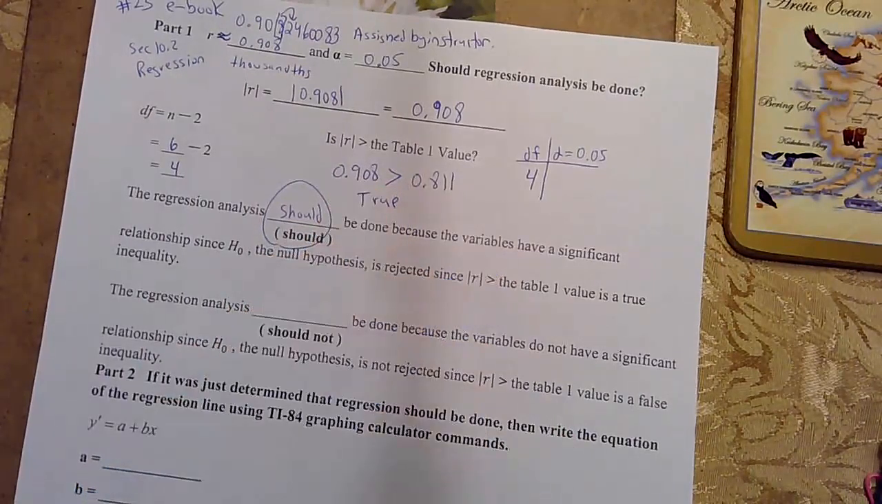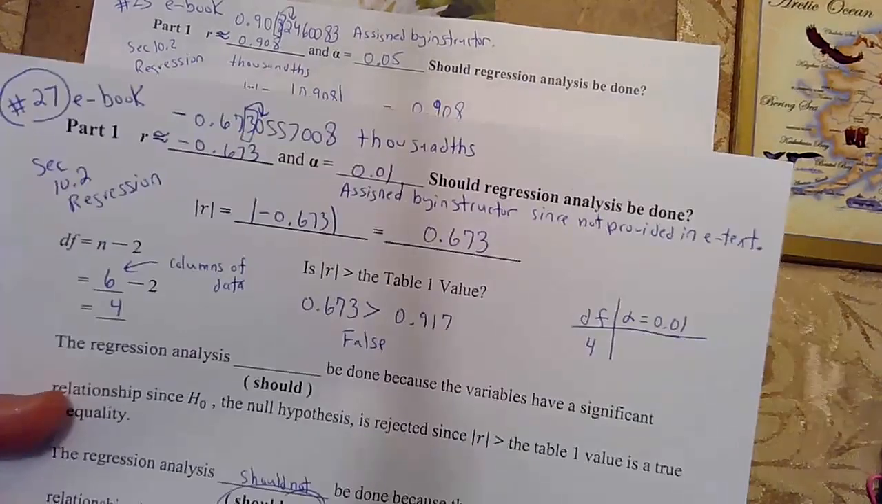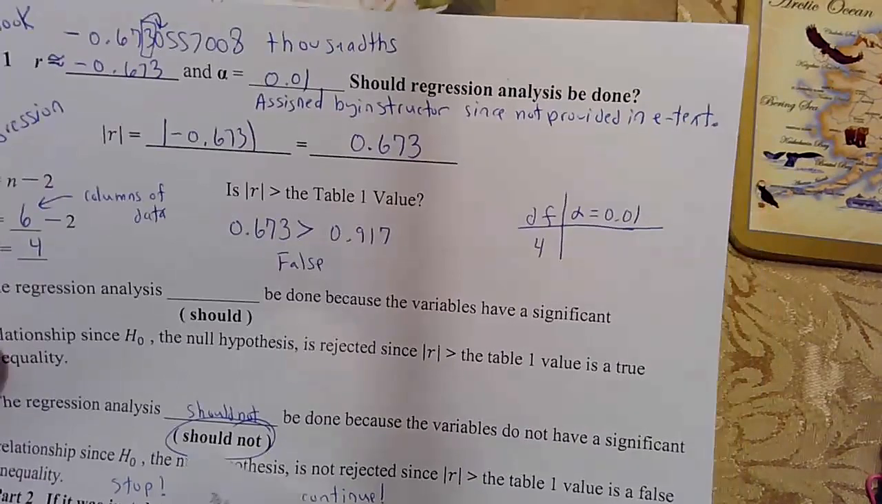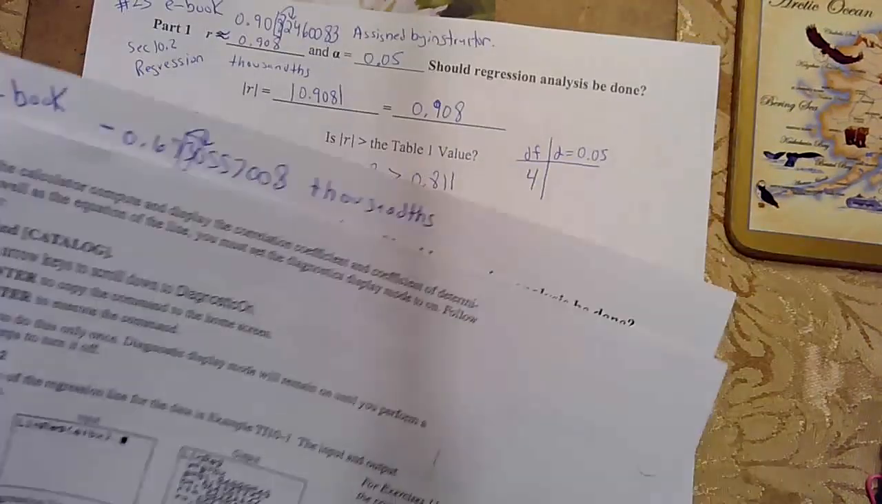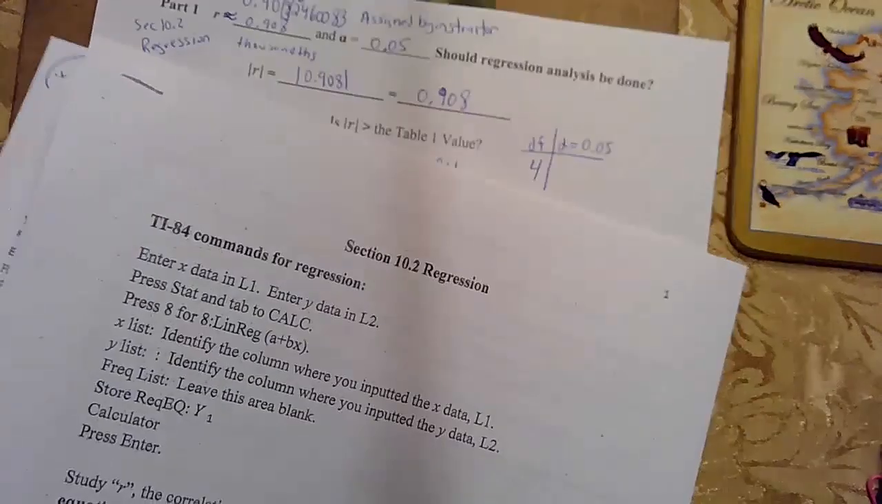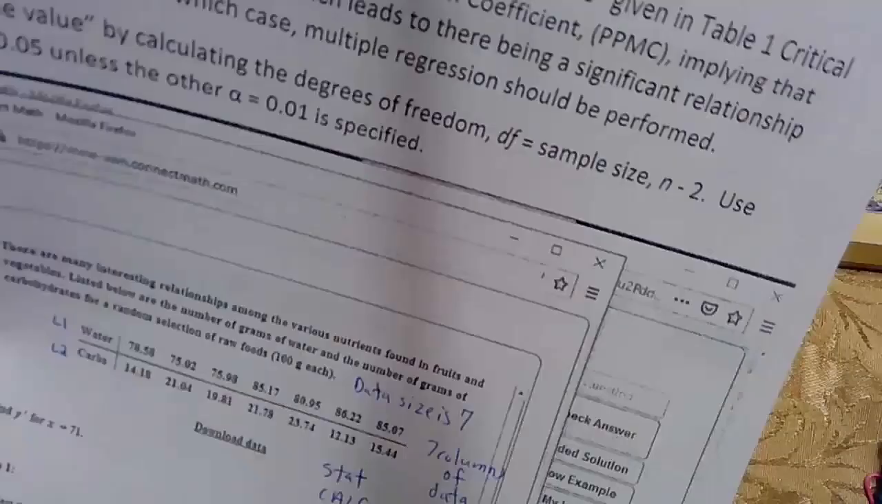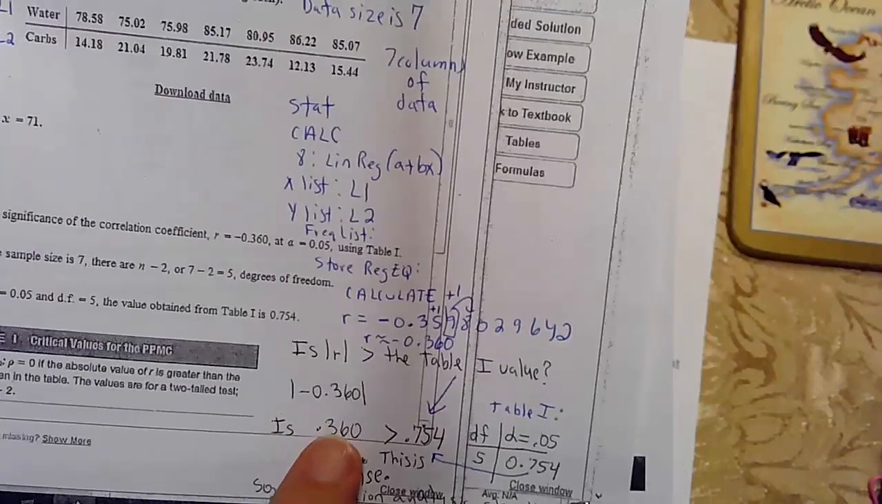Whereas the other one, what was the other one? One of them was 0.3, right? That was really, really low. And you're kind of iffy on the 0.67. Why kind of iffy? So that's why you have to do this, and it depends. The very first one we did was really close to zero.